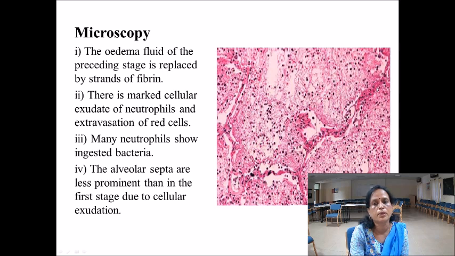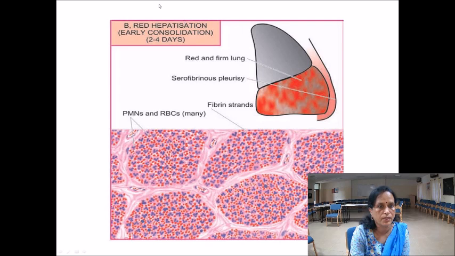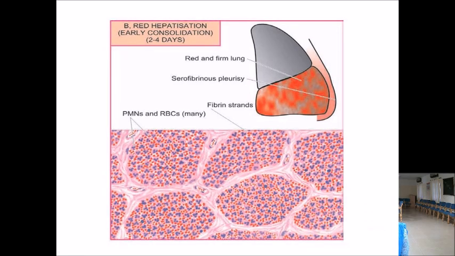So capillary, this is the septa. It's not that prominent compared to the previous one. So this is how the red hepatization is. It's about the next second half, that is 2 to 4 days. And on the surface of the lung, that is pleura, we see pleural inflammation. See now, both red and blue. That means so many cells have come in.